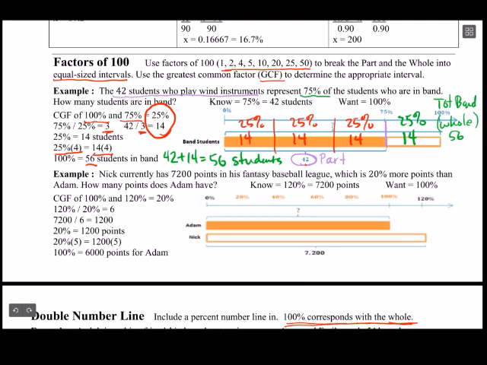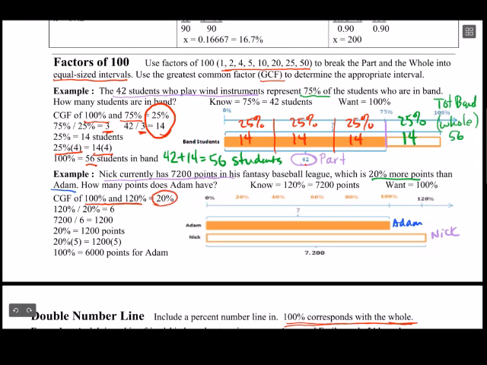Let's look at our next example here on our handout. Notice that this is the same problem that we did as a double number line. You see the double number line here. Nick has 7,200 points. This is 20% more than what Adam has. So Adam is our 100% here. Nick is our 120%.